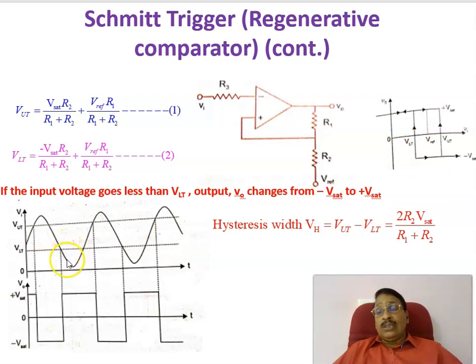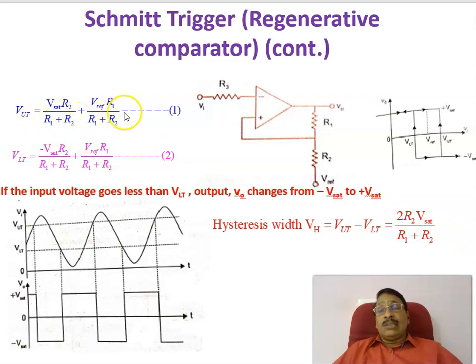When the input voltage goes less than the lower threshold voltage, again the transition takes place from minus Vsat to plus Vsat. Here it is changing from minus Vsat to plus Vsat. That is why you get an output like this one, and this is the hysteresis taking place. That is why it is called a regenerative comparator, or we call this the hysteresis bit.